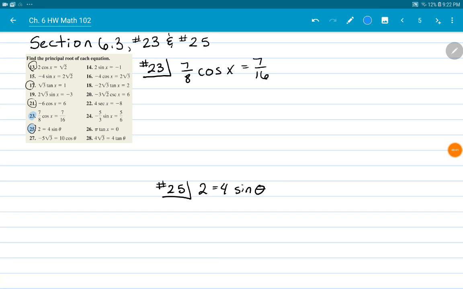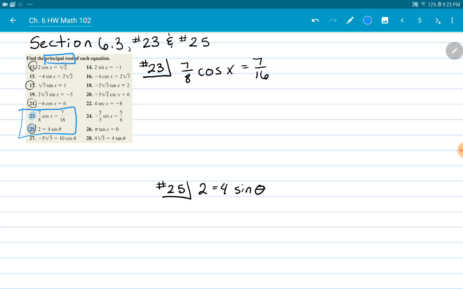In this section, we're going to focus on finding the principal root. That means we're using our restricted domains of cosine and sine so that we have that one-to-one function. And we're going to do number 23 and 25. So let's start with number 23.